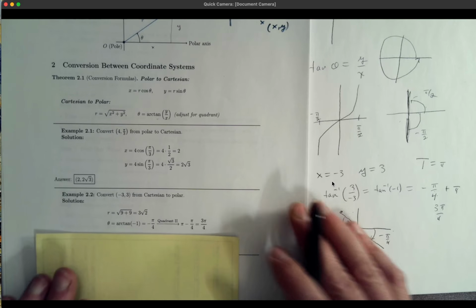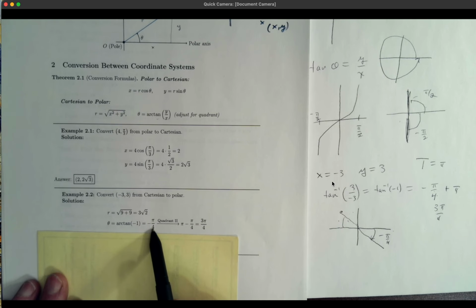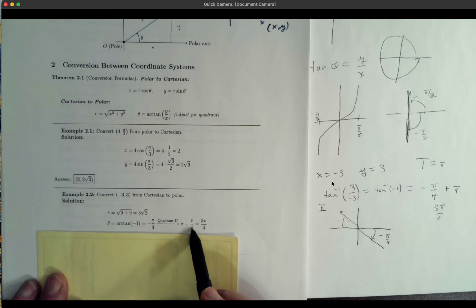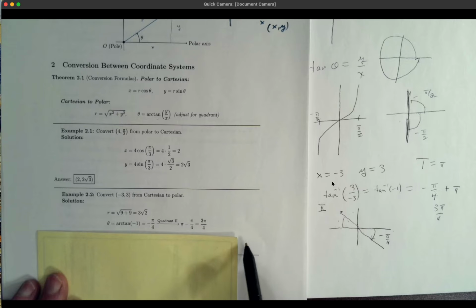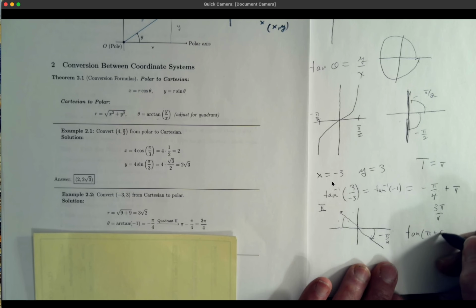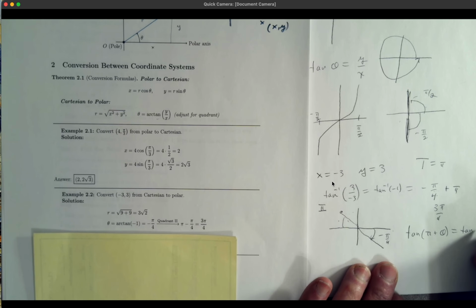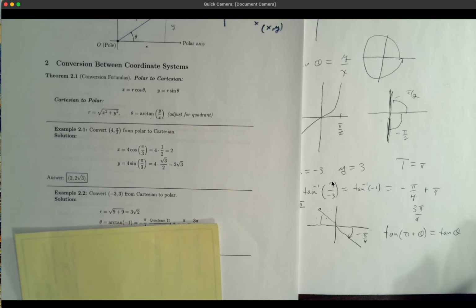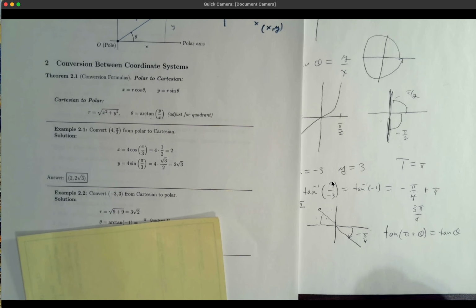All right, so we get negative pi over 4 from the calculator, but to get it into quadrant 2, which is over here, we need to add pi to the negative pi over 4 that we got, and we get 3 pi over 4. Remember this fact about the tangent. The tangent of pi plus theta is equal to the tangent of theta for any value of theta. That's because the period of the tangent is pi. It repeats itself every pi. So if this is an answer for the arctangent, this always has to also be an answer for the arctangent. You're guaranteed that.